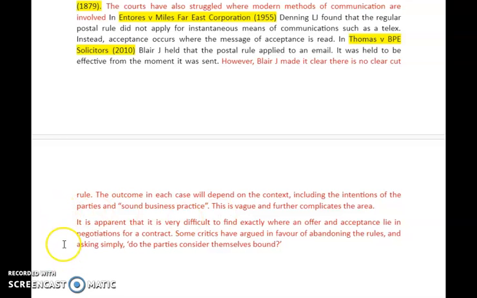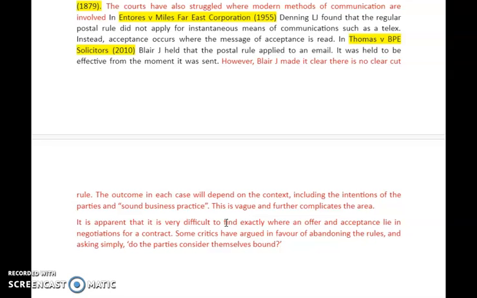So, a little conclusion here. It's apparent that it's very difficult to find exactly where an offer and acceptance lie in negotiations for a contract. Some critics have argued in favour of abandoning the rules and asking simply, do the parties consider themselves bound? So in the conclusion there, you can see I've referred back to the question that it is very difficult to find exactly where the offer and acceptance lie.